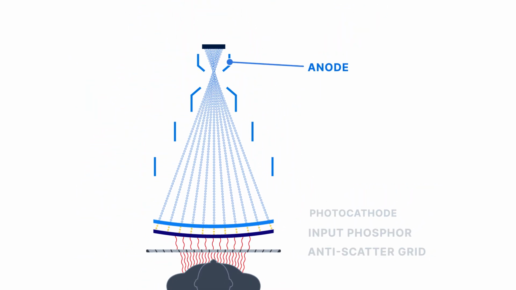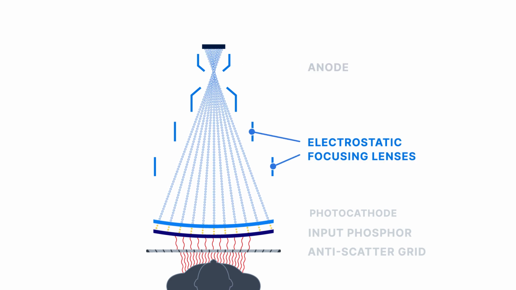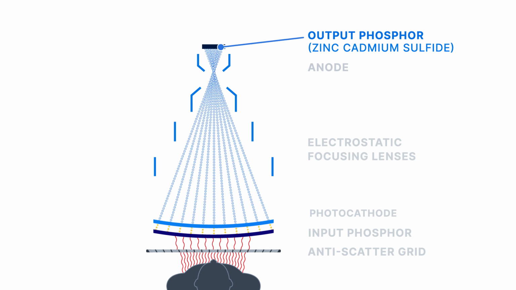At the other end of the image intensifier tube is a positively charged accelerating anode with a small hole in the middle which the photoelectrons pass through to strike the output phosphor. Because the path from the photocathode to the hole in the anode needs to be exact, the image intensifier tube is lined with negatively charged electrostatic focusing lenses. The electrostatic focusing lenses are positioned in such a way that they help to funnel the photoelectrons into a concentrated stream. This photoelectron stream passes through the hole in the accelerating anode and hits the output phosphor. The output phosphor is made of zinc cadmium sulfide. The output phosphor converts the photoelectron stream back to light photons.